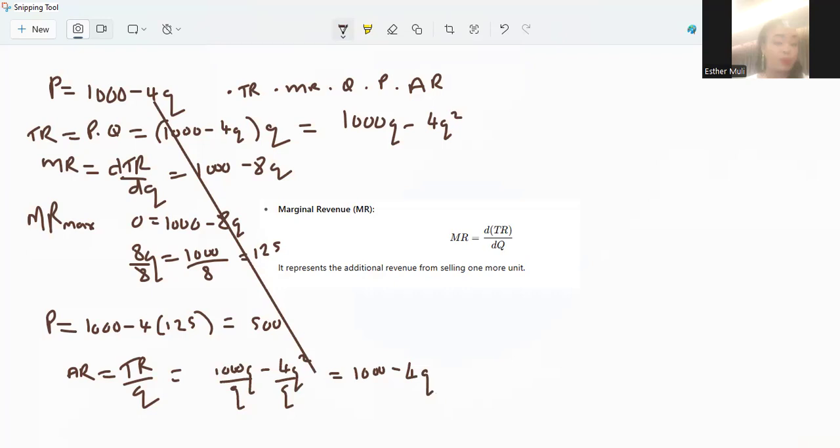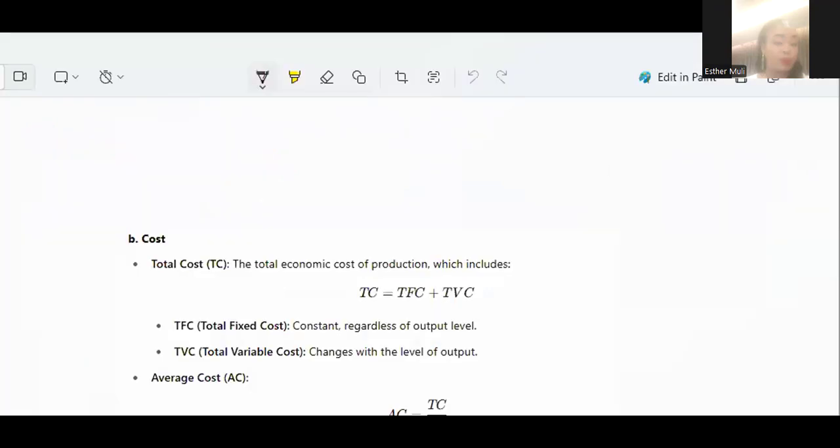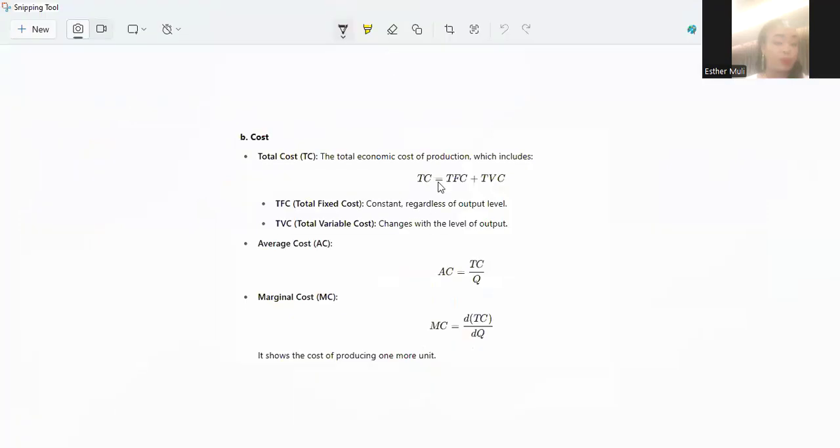Then we go to some cost analysis, which you looked at yesterday. So cost is a composition of two things. It shows the cost of producing an output. The total cost is equal to total fixed cost plus total variable cost. The total fixed cost is constant regardless of output. The total variable cost changes with output. Our average cost is when you divide the total cost by quantity, and marginal cost is when you differentiate our total cost with respect to quantity.